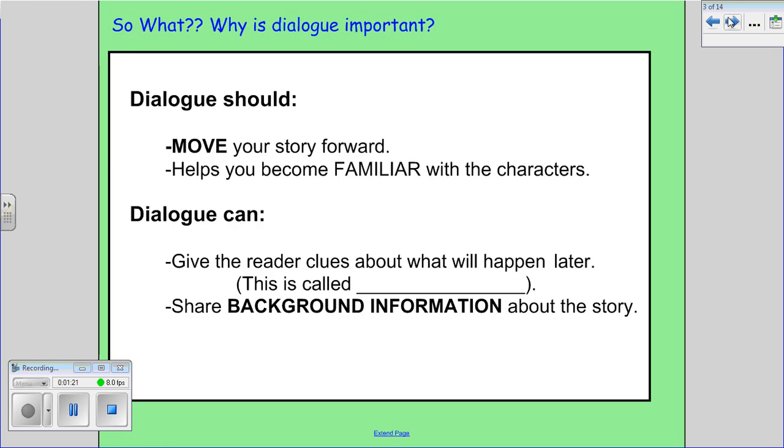So what? Why is dialogue so important and why must we have it in our personal narrative? We talked earlier, a few weeks ago, about what dialogue should do and its purpose. Remember that dialogue should move your story forward, and also it should help us become familiar with the characters. Dialogue can also do a few other things for us. It can give the readers clues about what's going to happen.